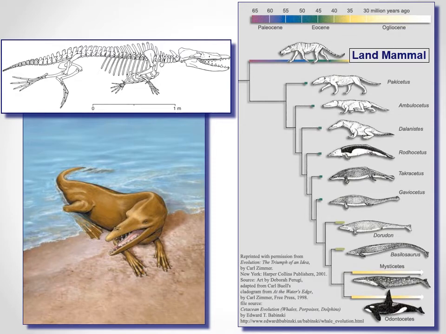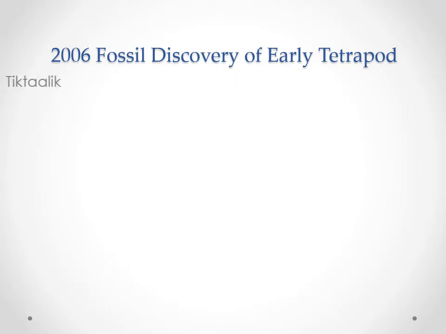So here we have our land mammal, and then we have Pakicetus, which is still mostly land, and then Ambulocetus, where now we're getting this leg that seems to be good for moving the water, then Dalanistes, Rodhocetus, and so on and so forth, all the way to the Mysticetes and Odontocetes, which are our current whales. So we have whales and then orcas and dolphins and other porpoises.